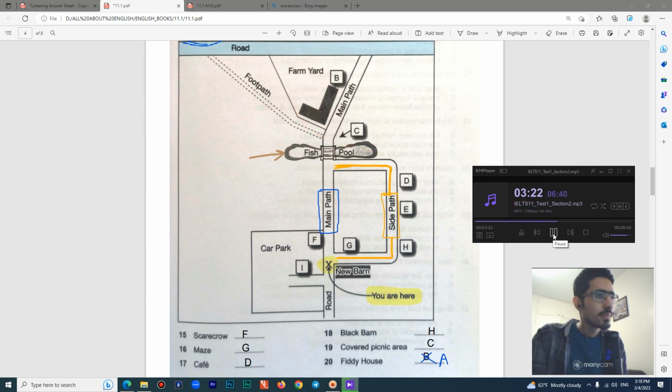And of course, the car park is on your left.